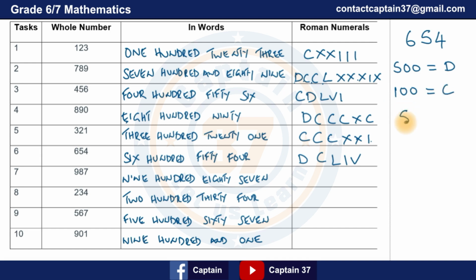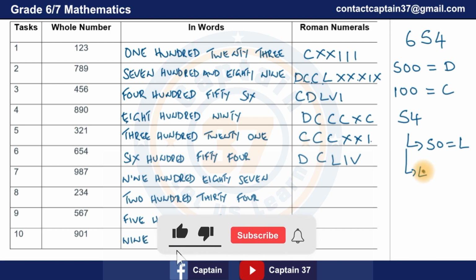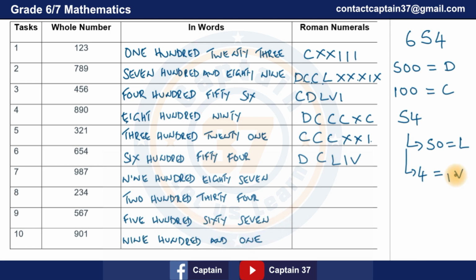So what remains is 54. In this 54, there is 50, which is represented by the letter L. And then there is 4. 4 is represented by two letters, V and I, but the I is going to come before the V. V is for number 5, and since what we want is 5 minus 1, which is 4, we write the I on the left side. And this is how come we have these letters over here.